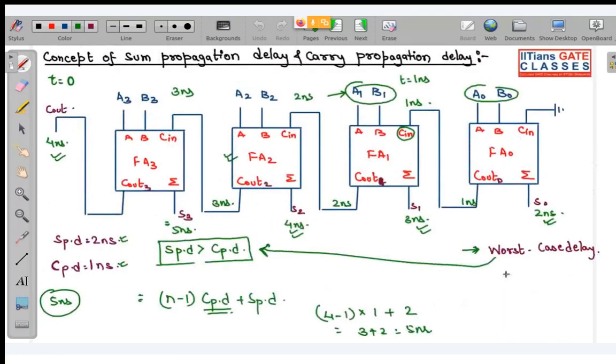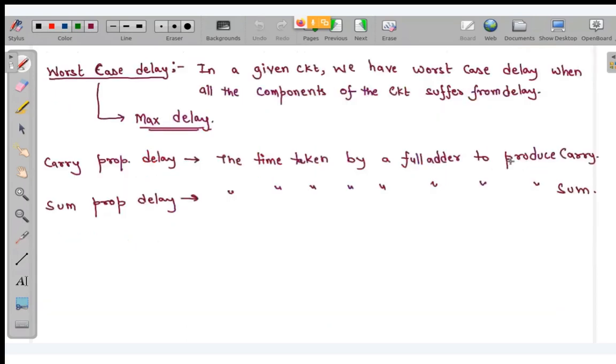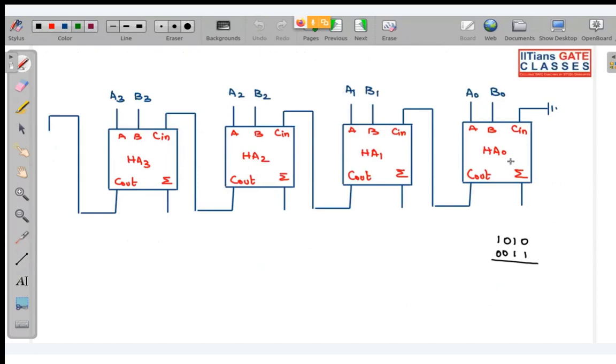When I took the example over here, if you remember 1111 and 1010, there was some problem. Why? Remember, whenever in such kind of question they give you input bits, instead of giving just sum propagation delay and carry propagation delay, you cannot apply the formula. You have to check basically in which full adder there is delay and in which full adder there is no delay. So for that I have taken one example for you guys.